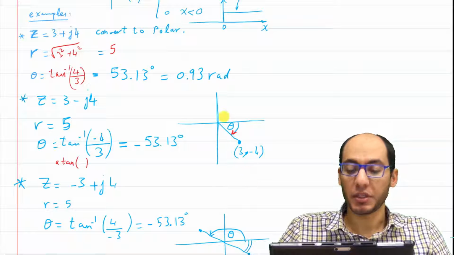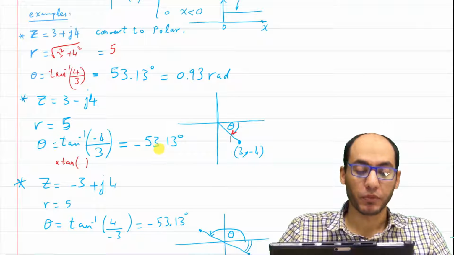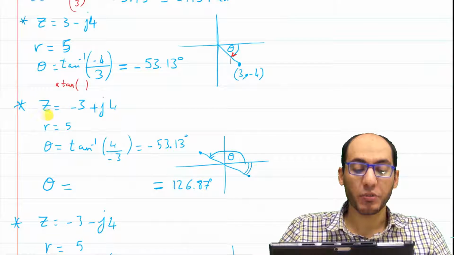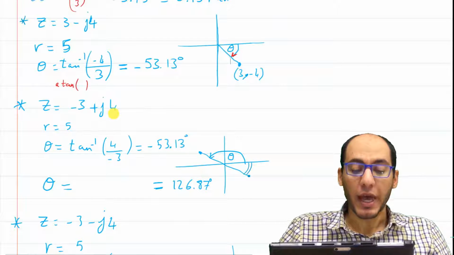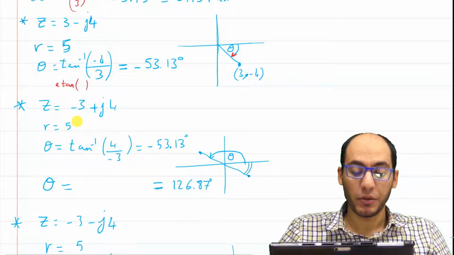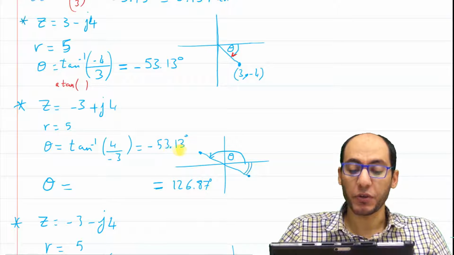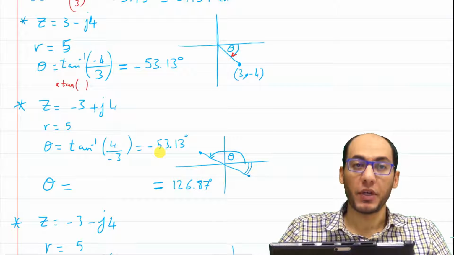Okay, and that's basically why theta is equal to a negative value. Alright, let's move on to another example. Negative 3 plus j4. Again, r is not different, but theta here is different. Its value is negative 53.13 because that's the value of tan inverse, but you need to compensate for theta.